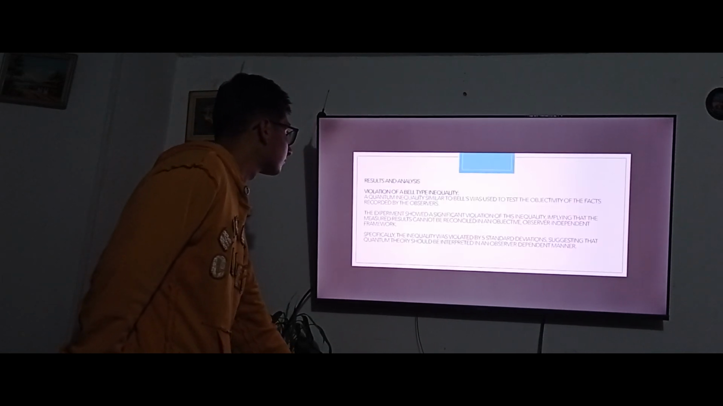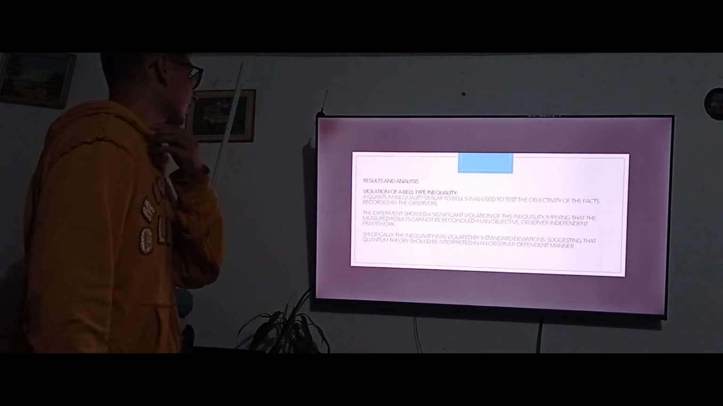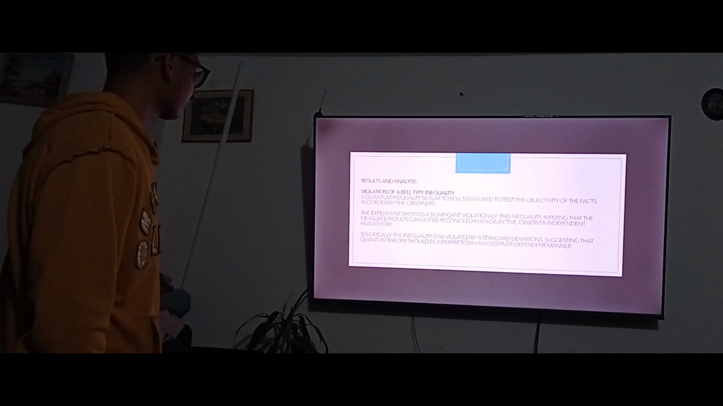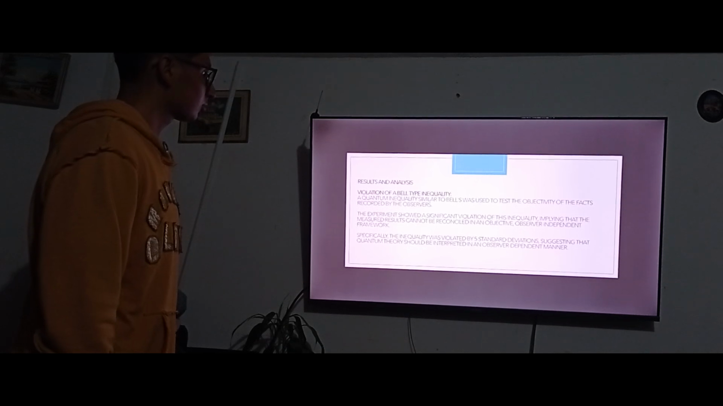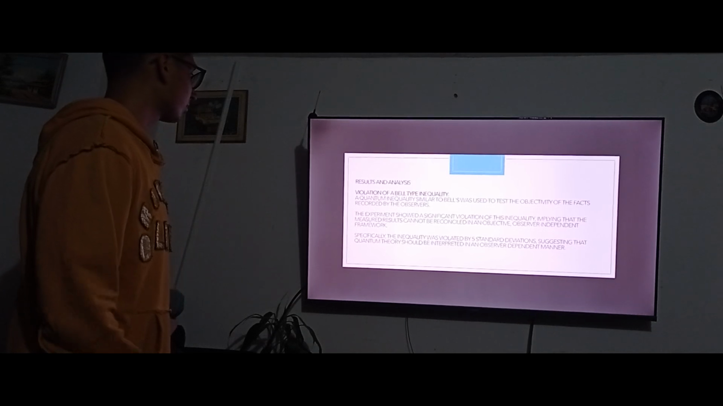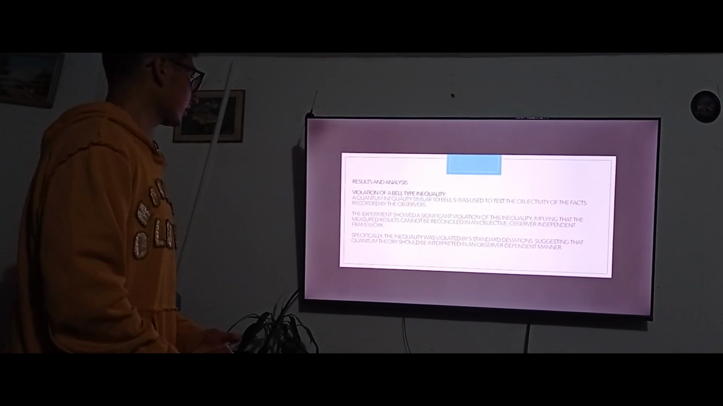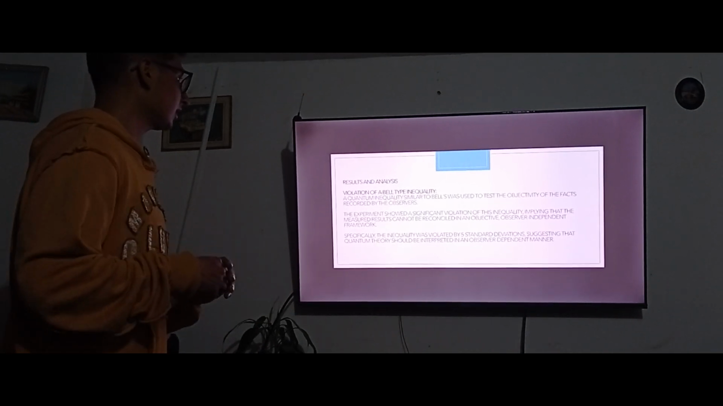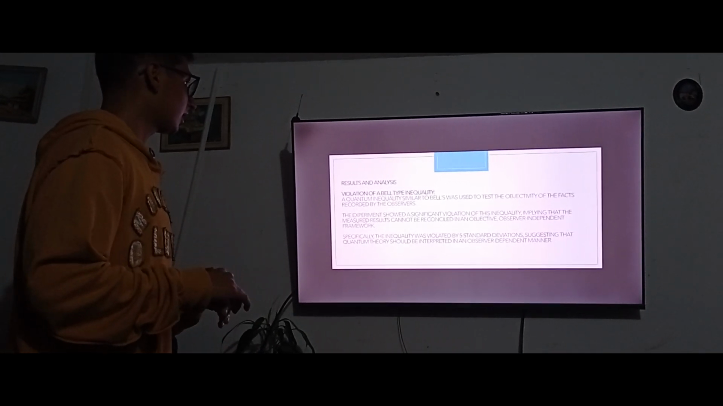Results and analysis. Violation of a Bell-type inequality. A quantum inequality similar to Wigner's was used to test the objectivity of the facts recorded by the observers. The experiment showed a significant violation of the inequality, implying that the measured results cannot be reconciled in an objective, observer-independent framework.